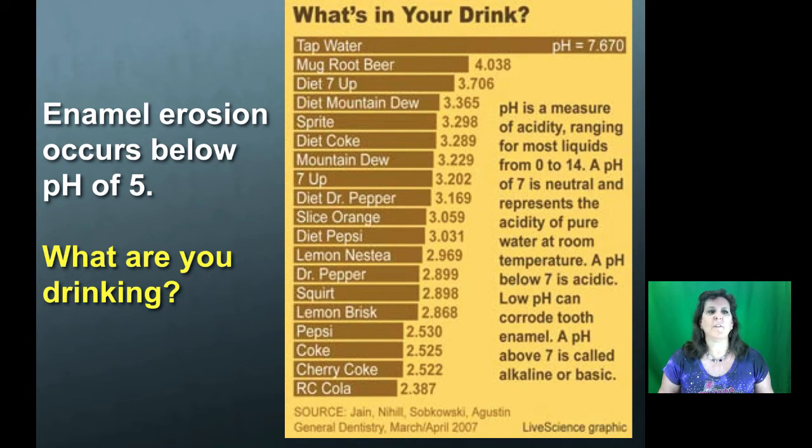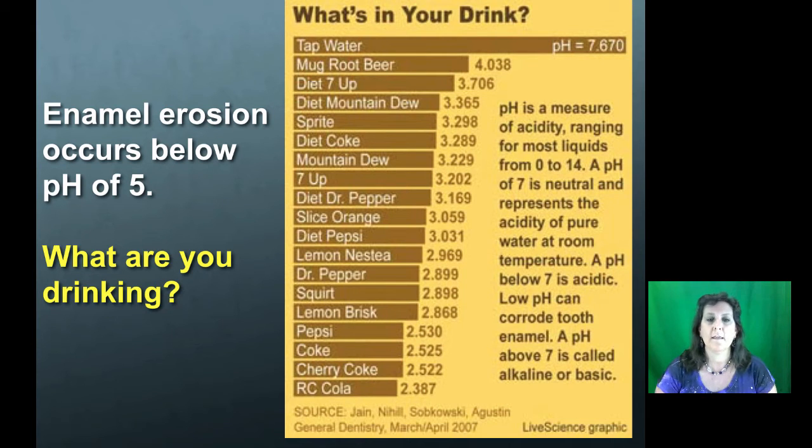So this is more just for fun now. Enamel erosion occurs below a pH of 5. So look at all of these sodas and the pH values. So again, pH goes from 0 to 14, 7 is neutral. As we go below 7, it's acidic. So 5 and below can start to erode your tooth enamel.